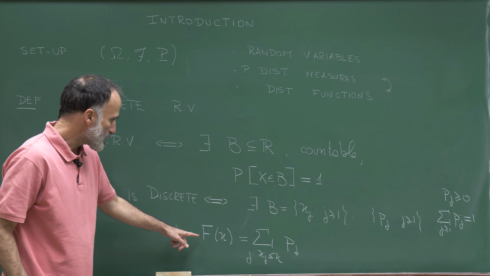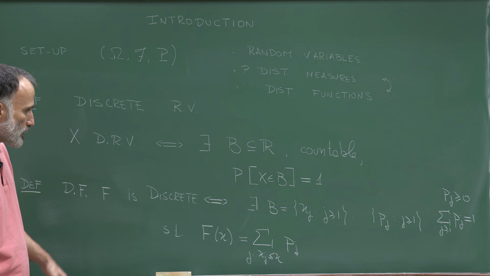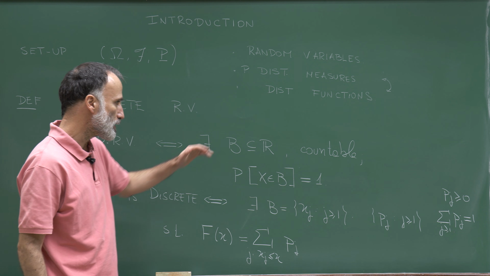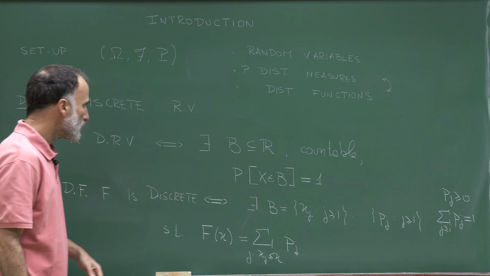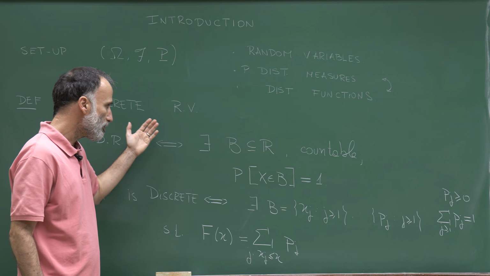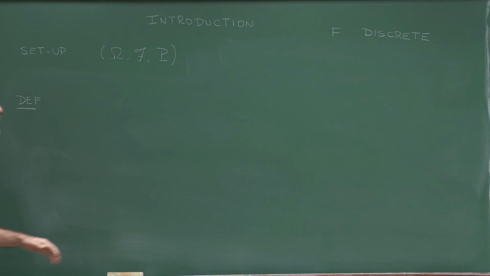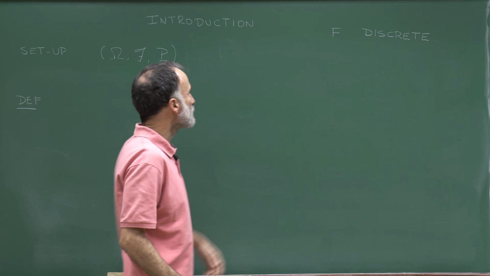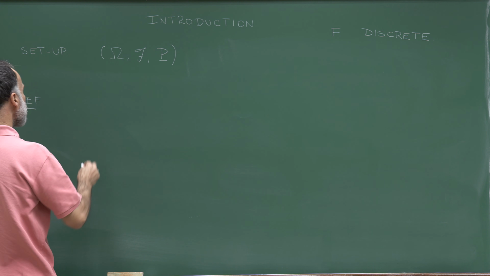So first I ask you to show that F_X defined in this way is indeed a distribution function, so it satisfies these three properties. And next, that if X is a discrete random variable, then its distribution function is discrete. So this is left as an exercise. Now we have introduced the discrete distribution function. Let me define two more types of distribution function.